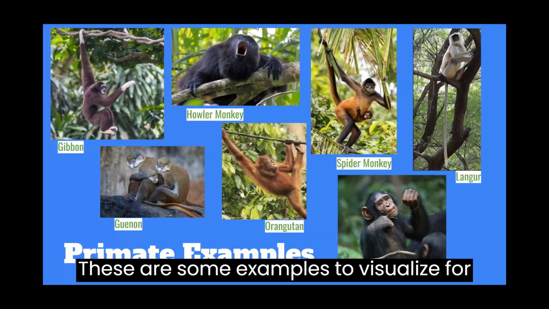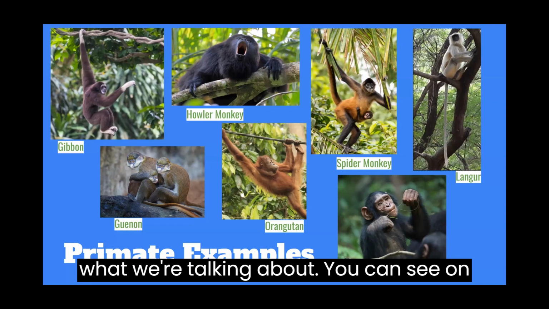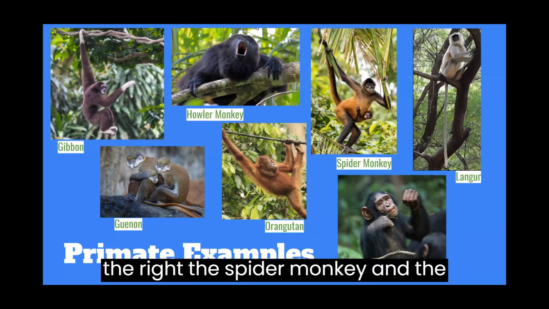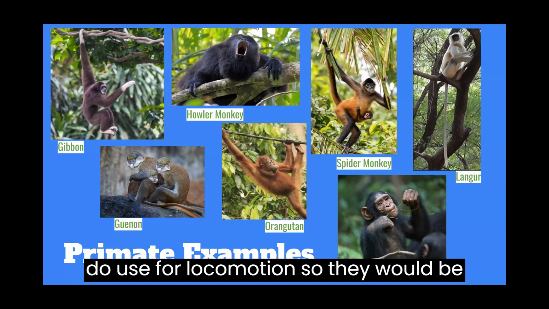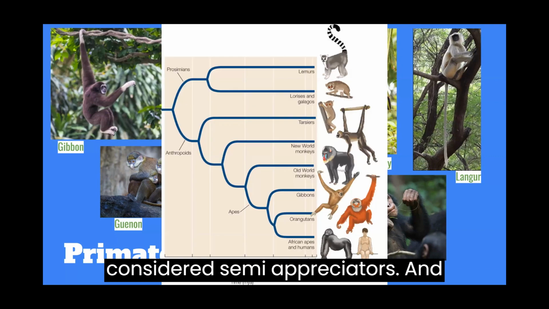These are some examples to visualize what we're talking about. You can see on the right, the spider monkey and the langur have those long tails that they do use for locomotion, so they would be considered semi-brachiators.